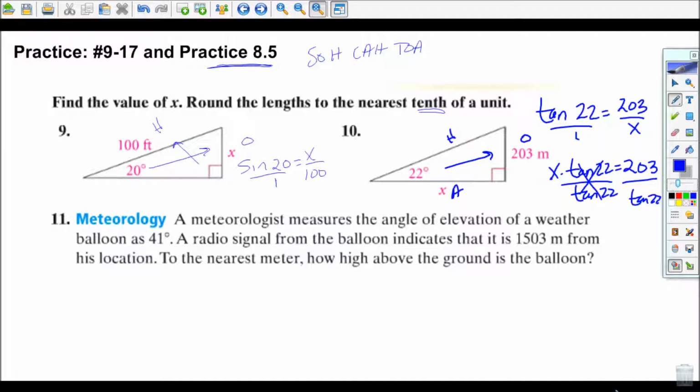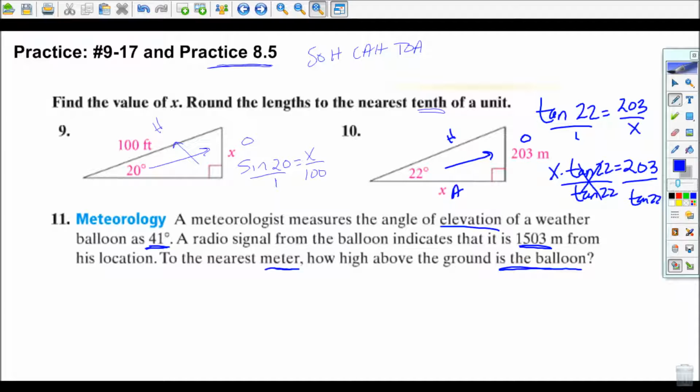But the one that I want to do to show you a picture is number 11. A meteorologist measures the angle of elevation of a weather balloon as 41 degrees. A radio signal from the balloon indicates that it is 1,503 meters from his location. To the nearest meter, how high above the ground is the balloon?